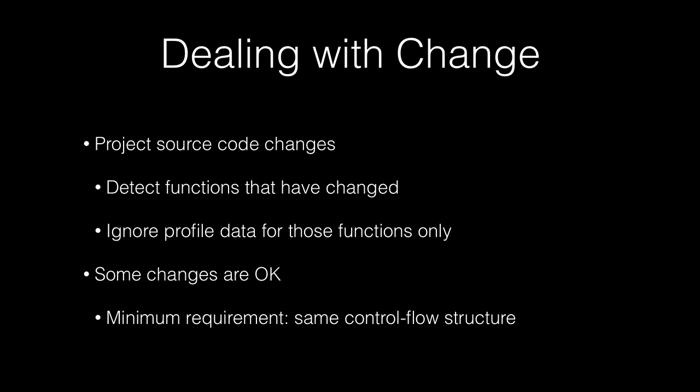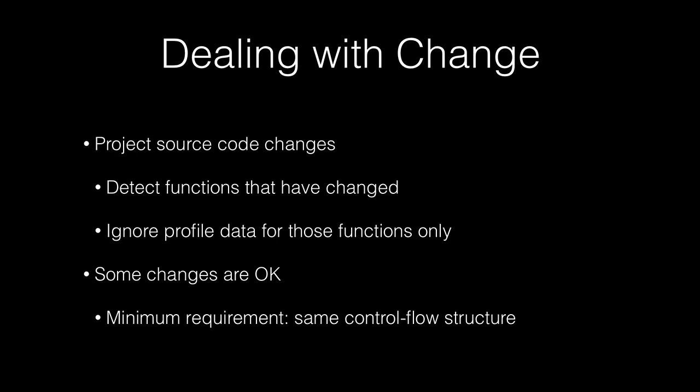There are some changes that are OK. If I modify a function in a way that changes the control flow, so the execution counts are different, that's a problem. If I just change it in a way that changes the value that's assigned by a particular assignment, normally that would be OK. So we can distinguish between different kinds of changes to a function.